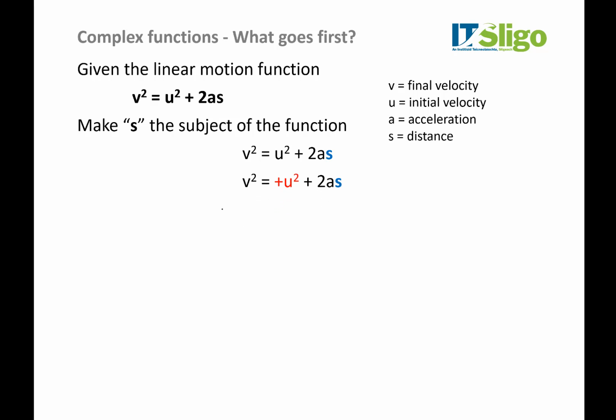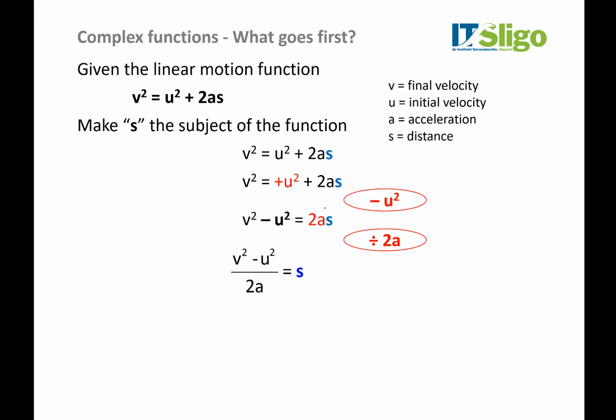But the process is the same as the previous slide. We get rid of the u squared first because that's furthest away. We subtract u squared from both sides. Then we want to get rid of the 2a. You could divide by 2, guys, and then divide by a, but they're both joined on by multiplication. You can really just put brackets around them and divide both sides by 2a. Now we've got our subject s on its own.